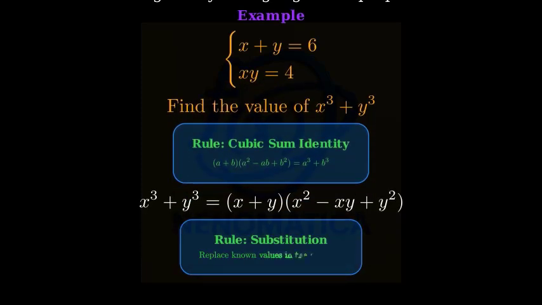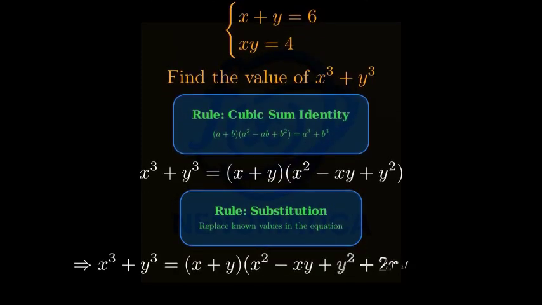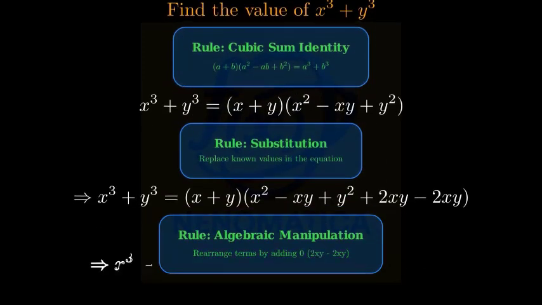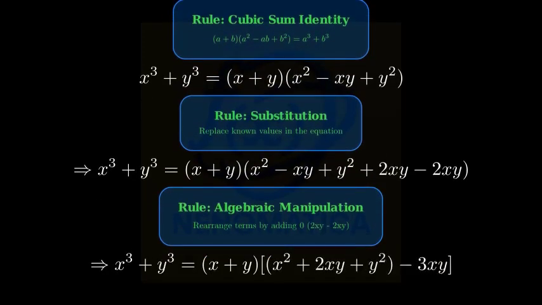Now, we can substitute our known values into this formula. We know that x plus y equals 6, and x times y equals 4. Let's substitute these values into our expression. We've added 2xy minus 2xy, which equals 0, so the equation remains valid. This helps us rearrange the terms in a way that will be useful for our next steps.